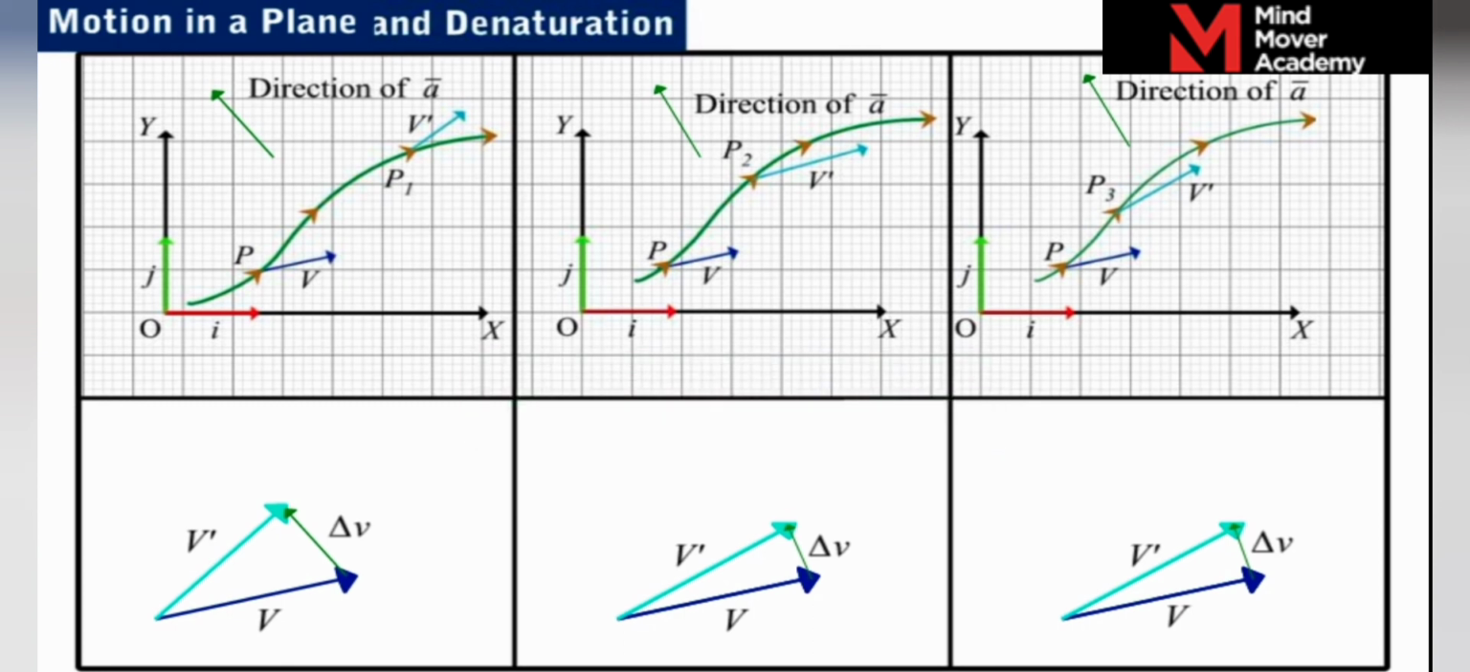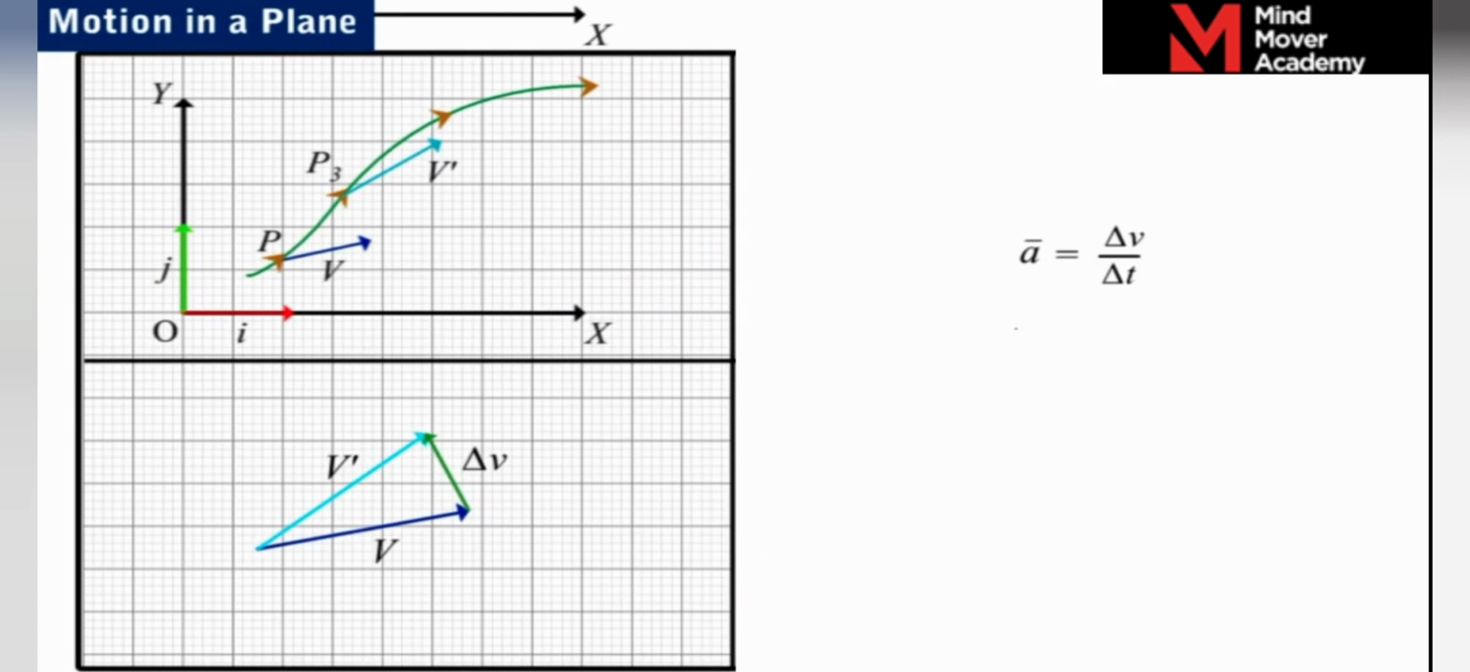As delta t decreases, the directions of delta v and a bar change. As you learned earlier, average acceleration a bar is equal to delta v by delta t. In the limiting condition, as delta t approaches 0, a bar becomes a, which is equal to dv by dt.